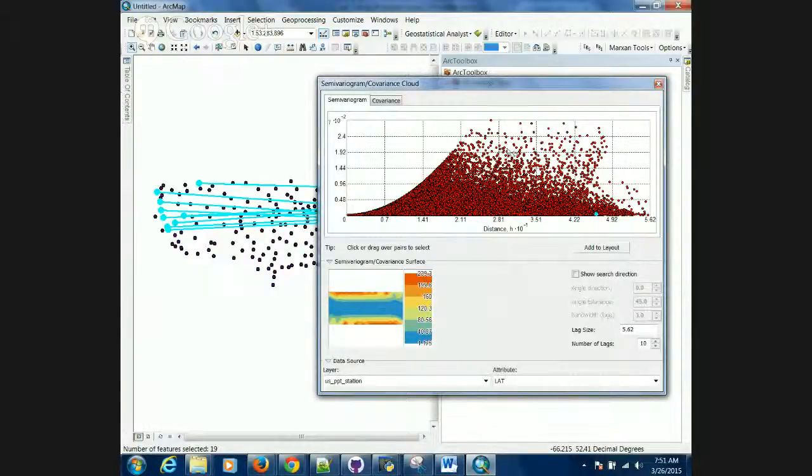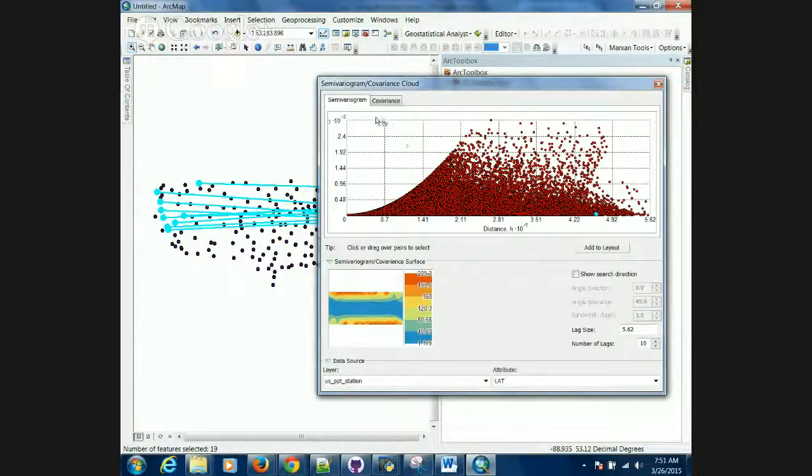So maybe the best way to think about this is if we divided this chart up into 4 quadrants. These would generally be things that are closer and more the same in this quadrant. In this quadrant, these would be things that are closer but different. And these are the things that are further away and different, and these are things that are further away and similar.